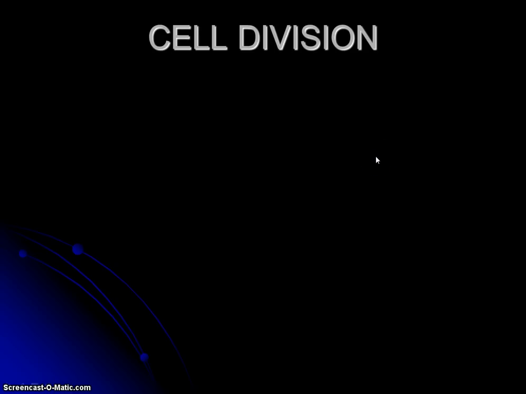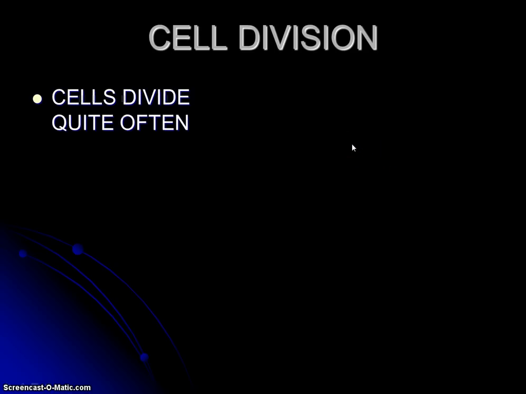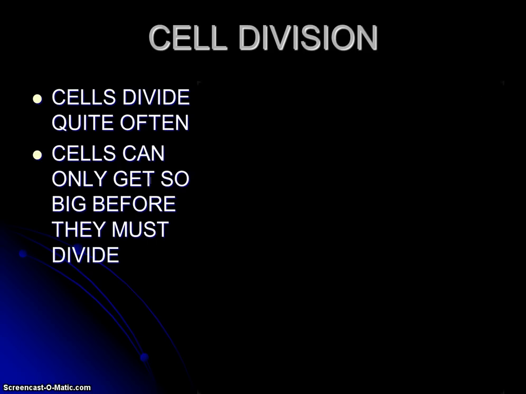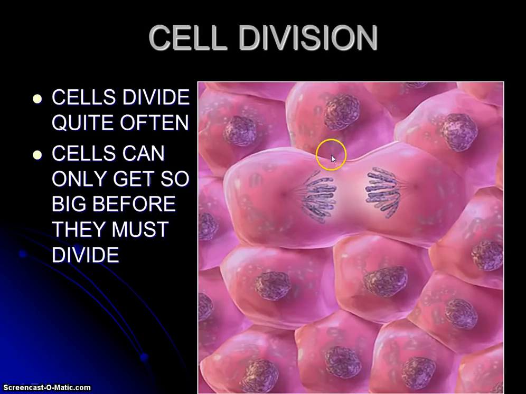And the secret to this, what we want to focus on today, is actually cell division. We know that cells have to divide, and they do it quite often, some of them more so than others. And the real secret is that they can only get so big before they have to divide.